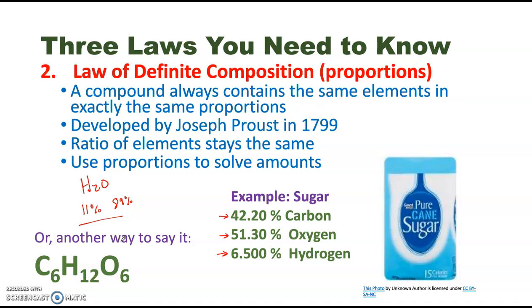And if you remember from Chapter 1, we talked about mixtures. Mixtures do not have a definite composition. A mixture of sand and salt could be a 50-50 mixture, a 75-25 mixture, a 10-to-1 mixture. The mixtures, the composition can vary, but compounds, they do not.